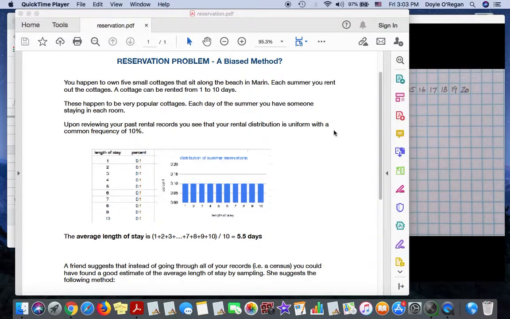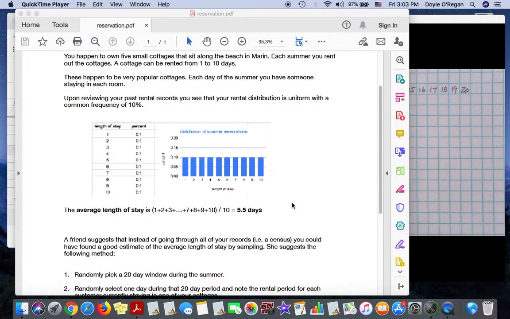Upon reviewing your past rental records, you see that your rental distribution is fairly uniform with a common frequency of 10%. In other words, we have various lengths of stay anywhere from 1 to 10 days, and about 10% of our customers pick each one of these lengths of stay, and you see a little graph of that. So the average length of stay, if you just add up the numbers 1 through 10 and divide by 10, you get an average of about 5.5, which is right in the middle. So on average, people are renting for 5.5 days.